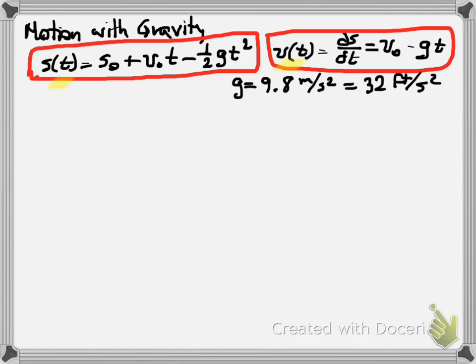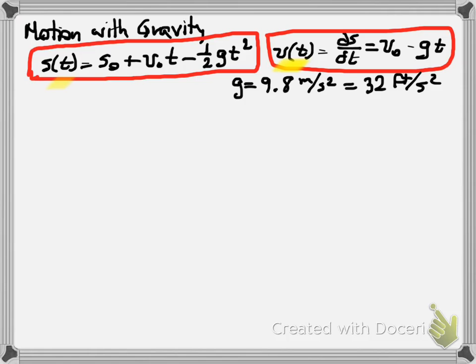This is the position and this is the velocity, which is the derivative of the position. Remember, the position will be the initial position S initial plus initial velocity times the time minus 1/2 gravity times the time squared. And if we find the derivative of this one, then we will have the velocity. Those constants: the initial position is at time equals 0, and the initial velocity is the velocity at time equals 0 also. And the value for gravity is 9.8 meters per second squared or 32 feet per second squared.